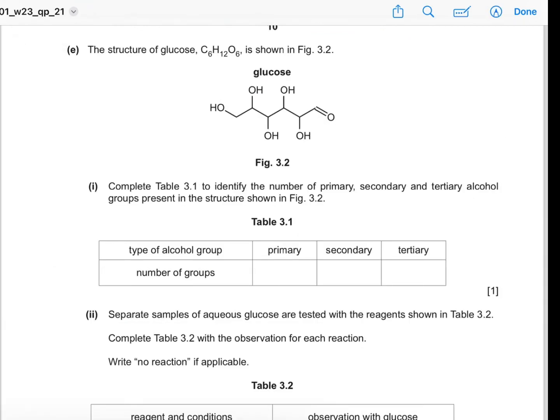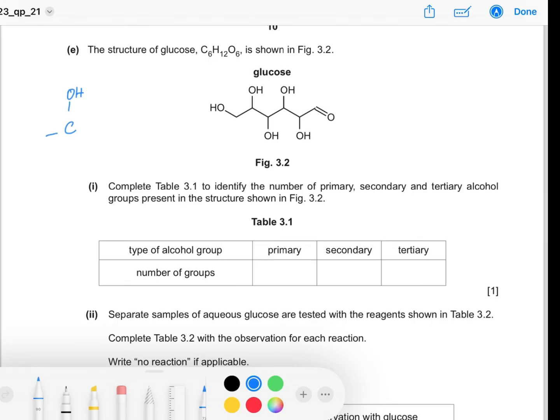E. The structure of glucose is shown in figure 3.2, part 1. Complete table 3.1 to identify the number of primary, secondary and tertiary alcohol groups present in the structure shown in figure 3.2. Okay, so a primary alcohol has 1 alkyl group and 2 hydrogen atoms on a carbon atom. So this over here is an example of a primary alcohol. You have an alkyl group and 2 hydrogen atoms on the carbon that's bonded to the hydroxyl group.